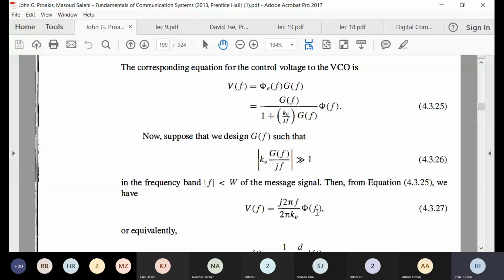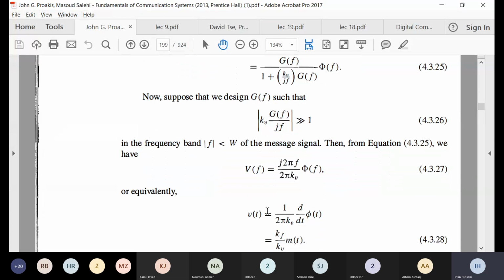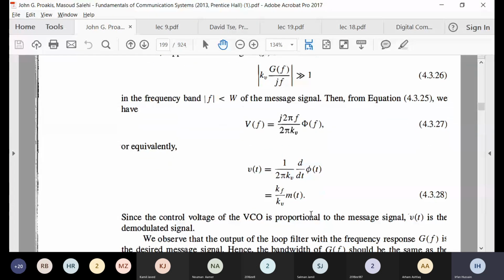And if I take its inverse Fourier, this becomes v(t). 1 over 2 pi kv remains as such, and j2 pi f means it is the differential. So it comes out to be the differential of the inverse Fourier of phi(f), which is phi(t). But what is d by dt of phi(t)? We just saw in the definition of FM that d by dt of phi(t) is equal to 2 pi into kf into m(t). The 2 pi cancels, and you have kf over kv times m(t). This means the control voltage coming out of the loop filter is directly proportional to the message signal.